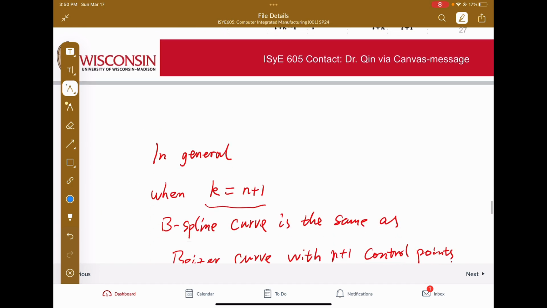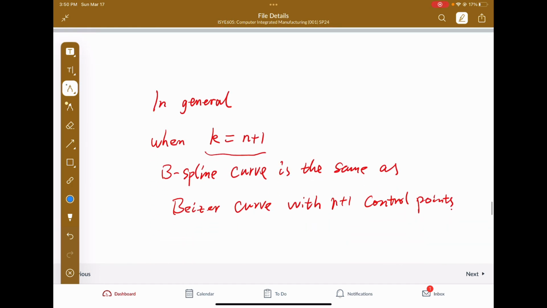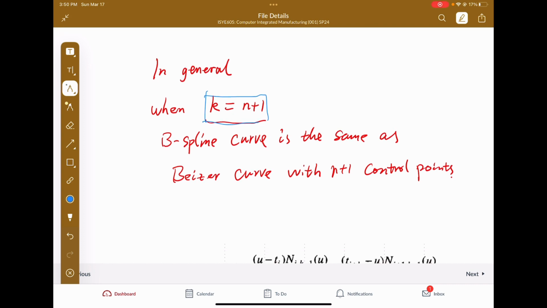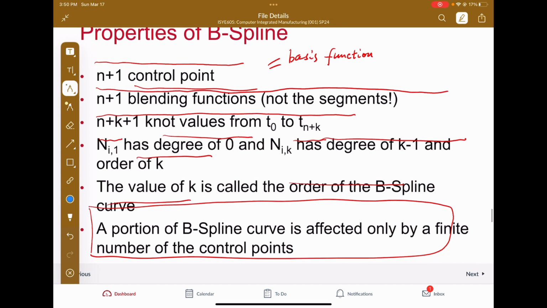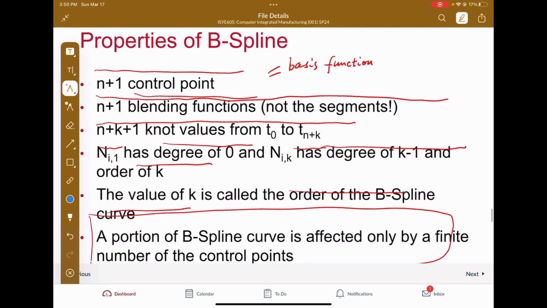But anyway, one thing you need to know for the B-spline curve. B-spline curve is when k equals n plus 1. So Bezier is a specific case, I mean a special case of a B-spline curve. So go to the property of the B-spline.